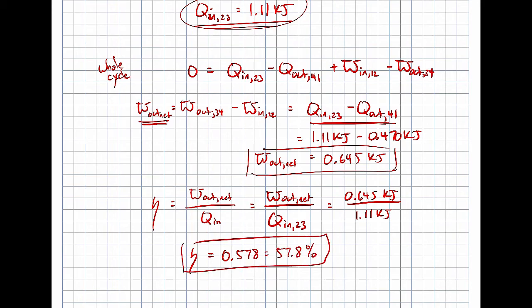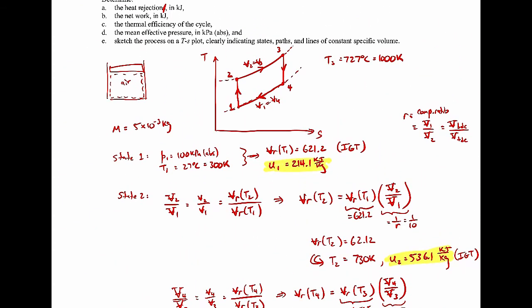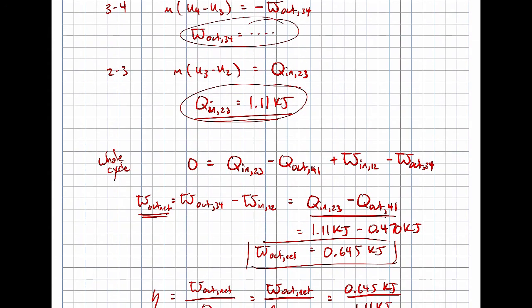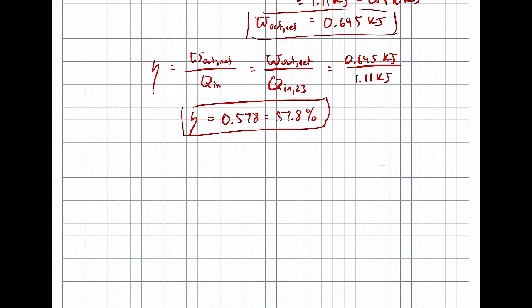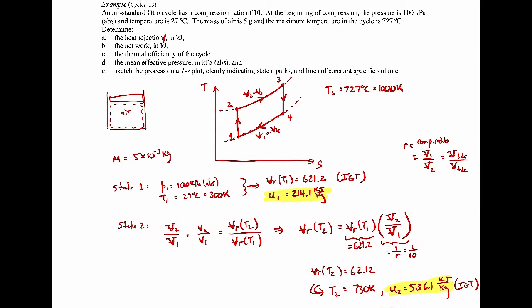All right. The next part of the problem is to find the mean effective pressure. All you have to do is remember the definition of the mean effective pressure. So the mean effective pressure was defined as the net work out divided by the displacement volume. So the displacement volume would be the volume at state 1 minus the volume at state 2.